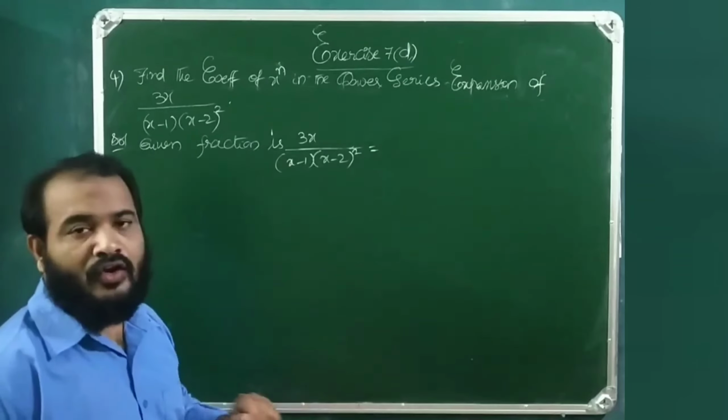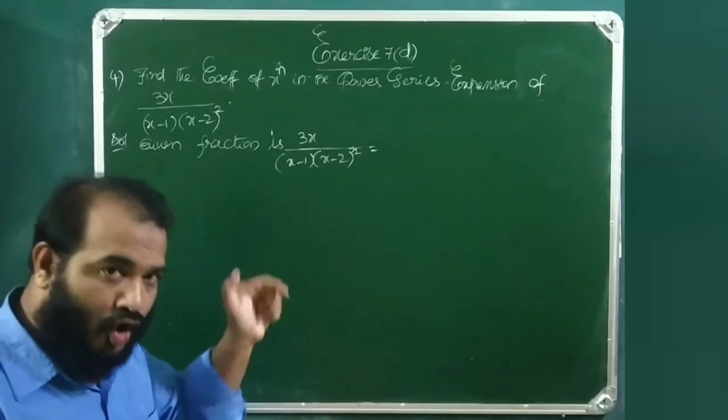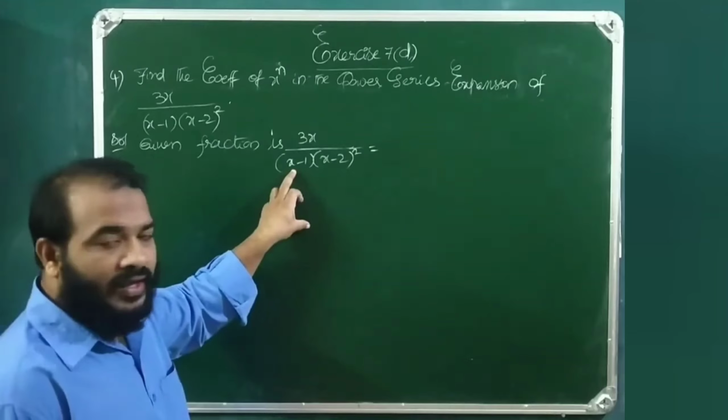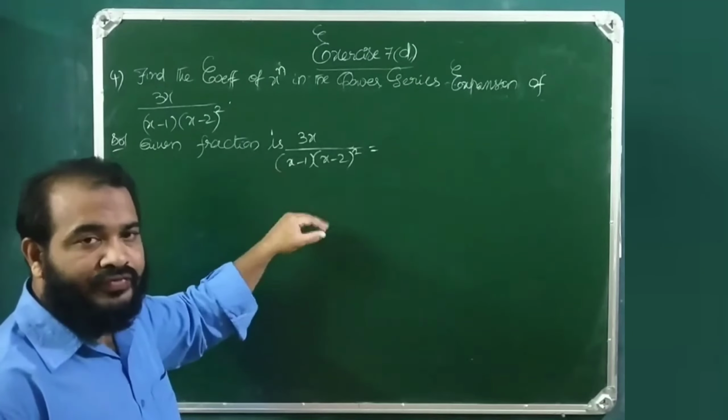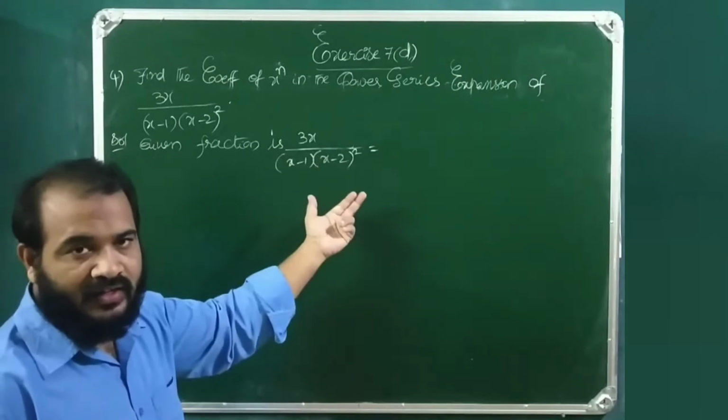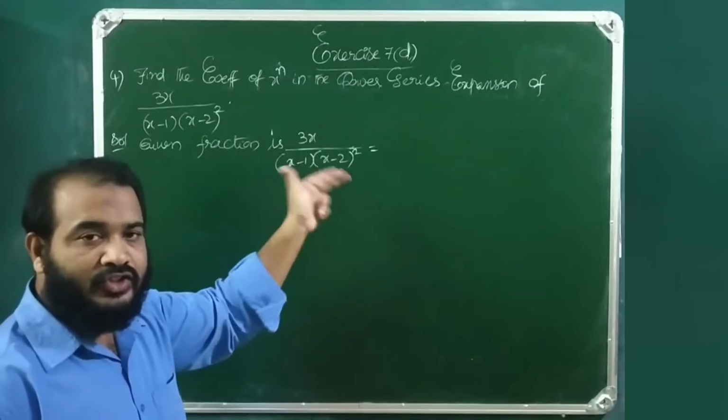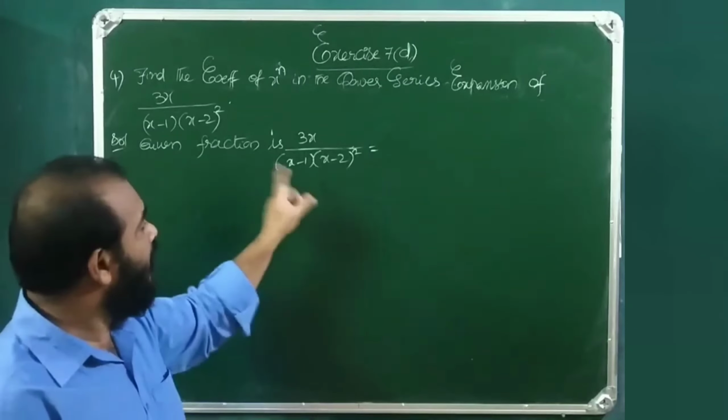For every non-repeated linear factor of the form ax plus b of g of x, the denominator, there exists a partial fraction of the form A by (ax plus b).